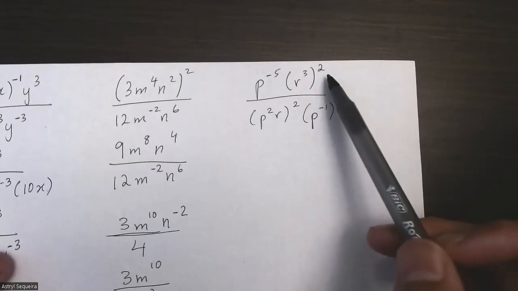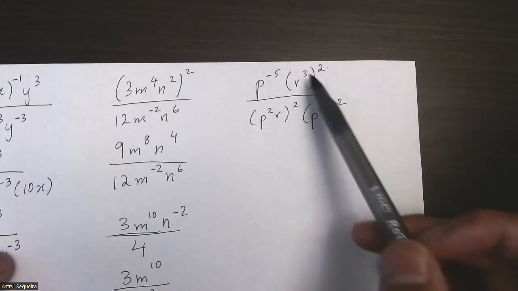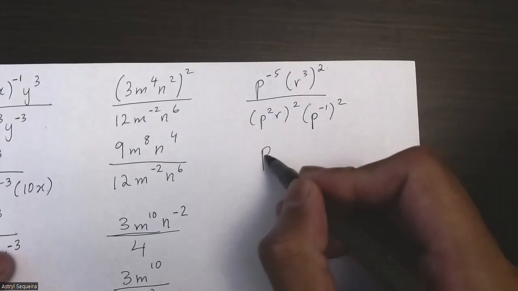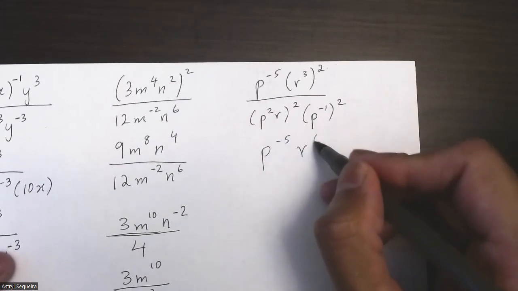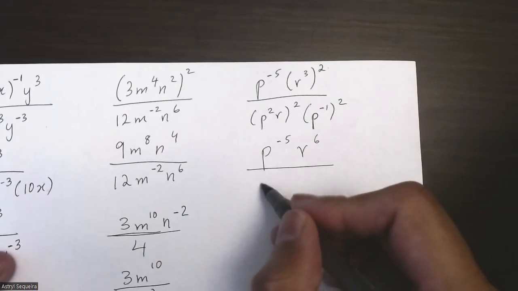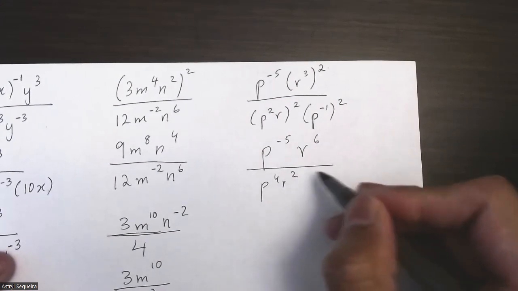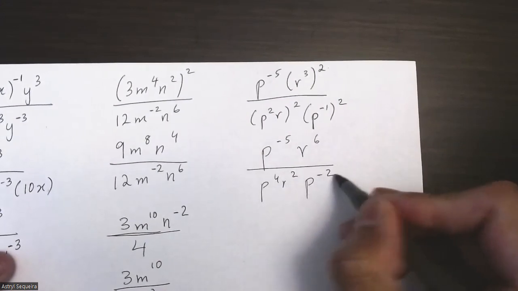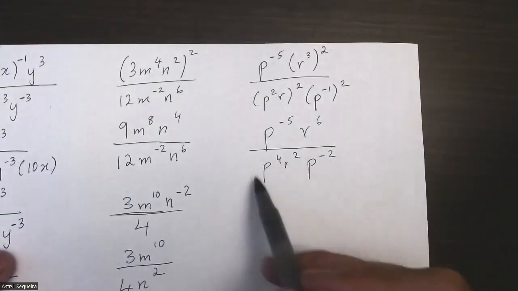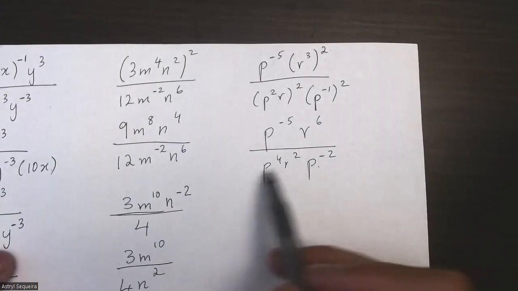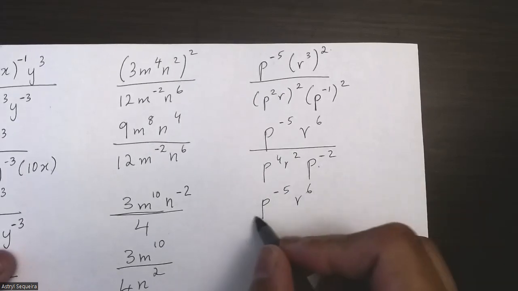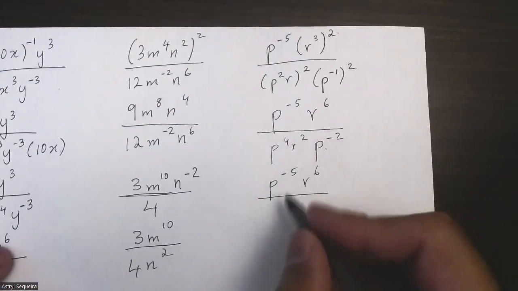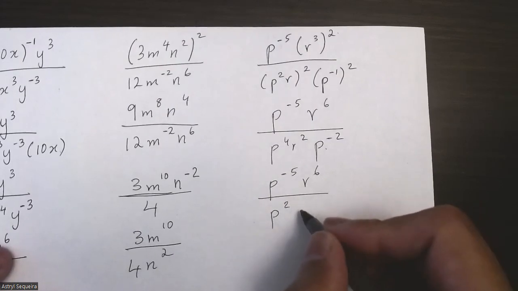Okay, third question here. Again, we're going to just start with all the exponents and distributing them into the bracket. So p to the negative 5 r to the 6 over p to the 4 r squared p to the negative 2. I'll just simplify the denominator a bit. I'll combine these two p terms. So 4 plus negative 2 is just 2.